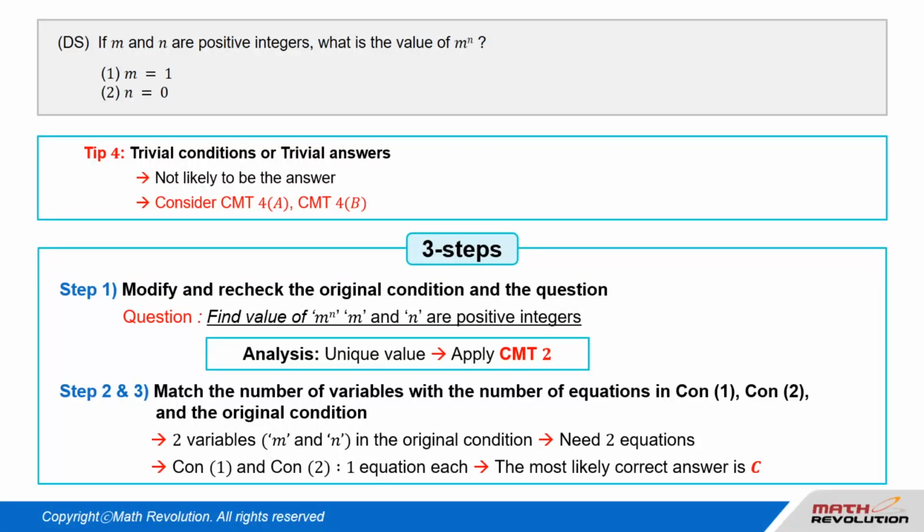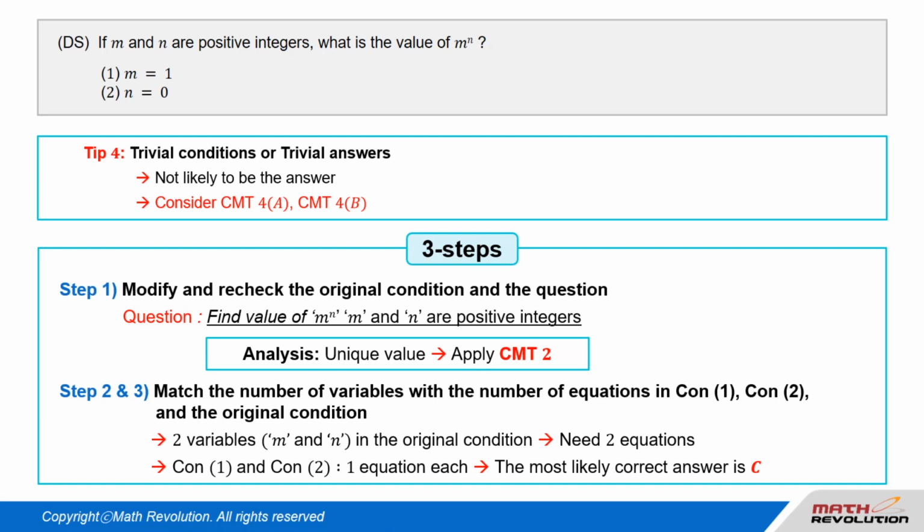From the original condition, we have 2 variables, m and n. To match the number of variables with the number of equations, we need 2 equations. Since conditions 1 and 2 will provide 1 equation each, C would most likely be the answer. C looks like the right answer, right?